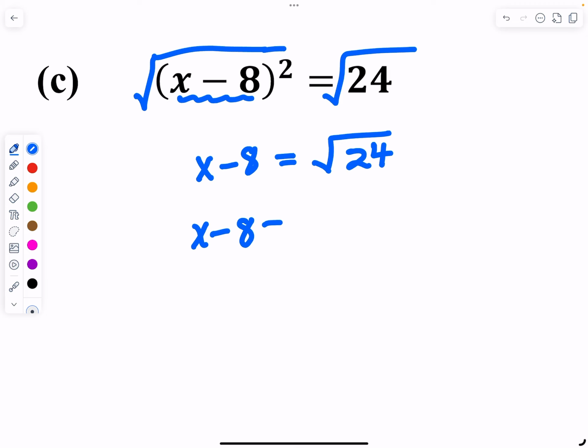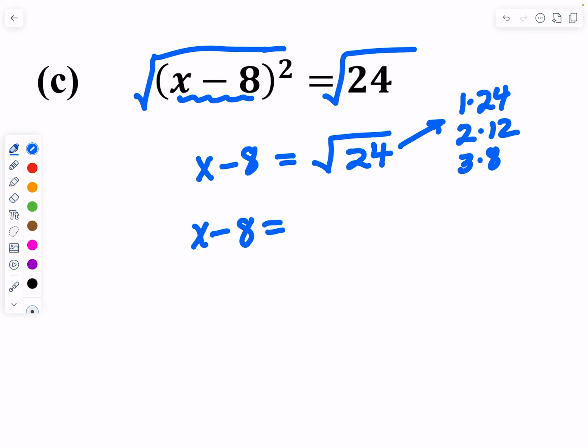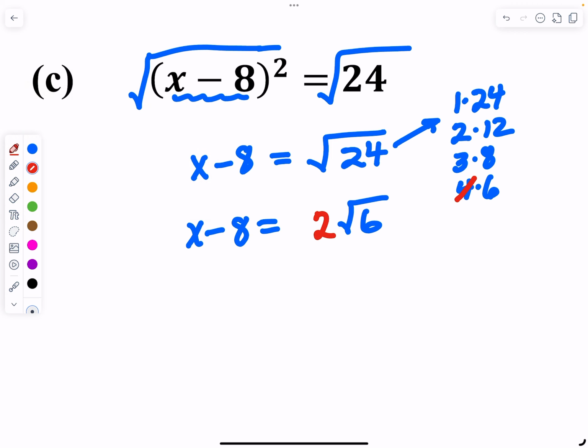Now, 24 is not a perfect square. So I need to think of things that I could multiply together to get 24. So this is my thinking process. I could use 1 and 24. That doesn't help. 2 and 12, that works, but neither one of them has a square root. 3 and 8, neither one of those has a perfect square root. 4 and 6. Now 4 has a square root, so I'm going to split 24 into 4 and 6. The square root of 4 is 2, so it comes out of the house. And the square root of 6, I can't do anything to it, so it stays in the house. And I have to have my plus and minus, right? Plus and minus.